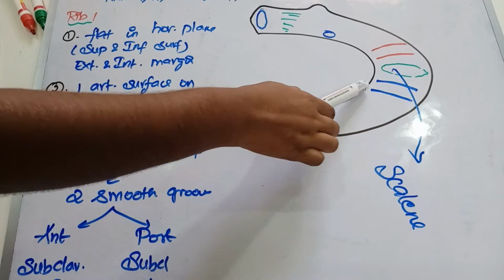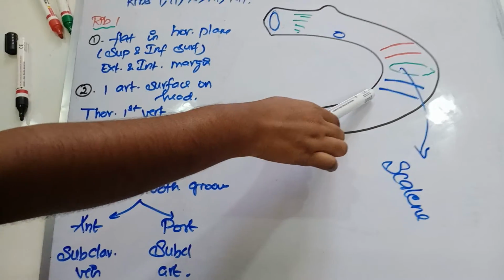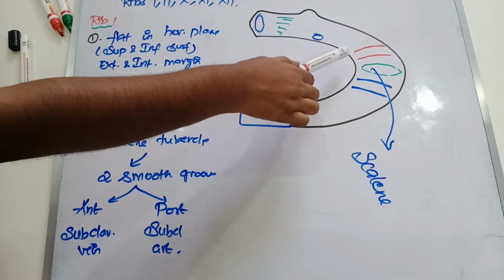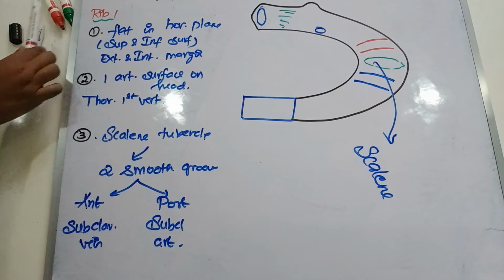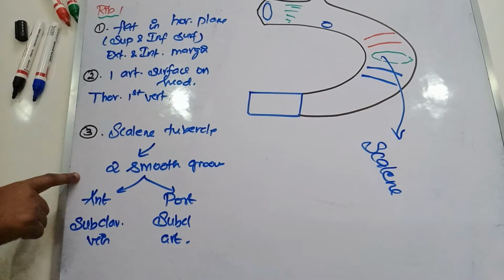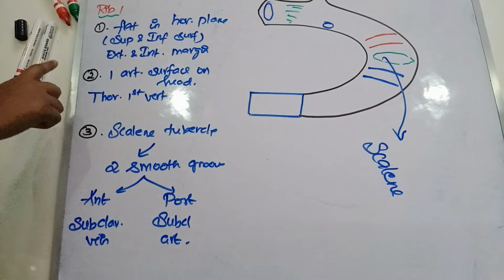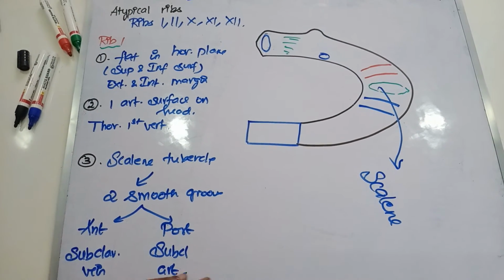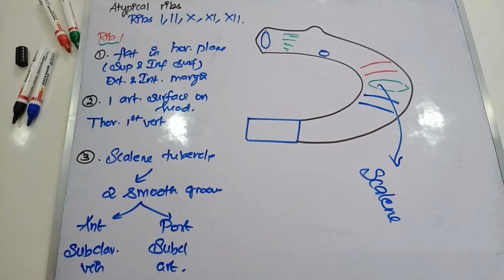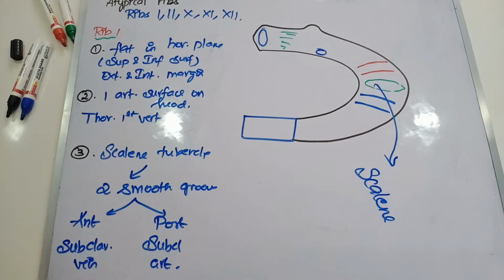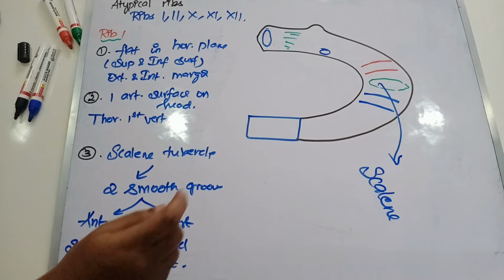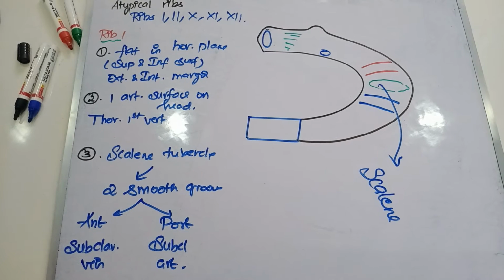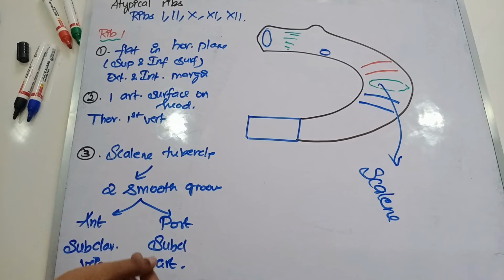Anteriorly, the groove is present due to the subclavian vein, which I have denoted in blue color, and posterior to this tubercle is the subclavian artery, which forms the posterior smooth groove, which I have denoted in red color. So these three features are what make it an atypical rib. It is present in the horizontal plane, such that it has superior and inferior surfaces with external and internal margins, only one articular surface such that it cannot articulate with the 7th cervical vertebra, and an additional tubercle, the scalene tubercle. So it has two smooth grooves which are present due to the subclavian vein and the subclavian artery.